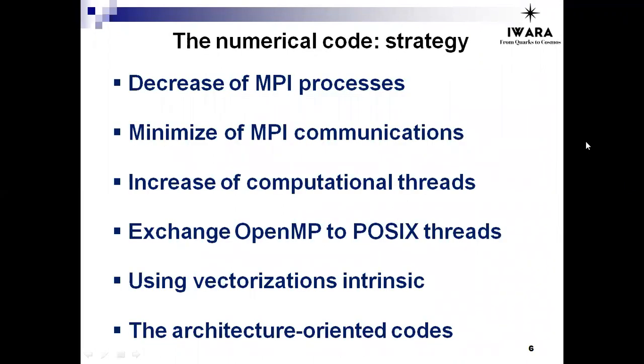What are the trends? Of course, a decrease of MPI processes, minimizing MPI communications, an increase of computational threads, an exchange from OpenMP technology to POSIX thread technology, or an exchange from high-level technology for threads to low-level threads, for example, POSIX threads or maybe the C++ standard. Using vectorization intrinsics, SIMD, SSE, AVX, and other technology. And today we need architecture-oriented codes.